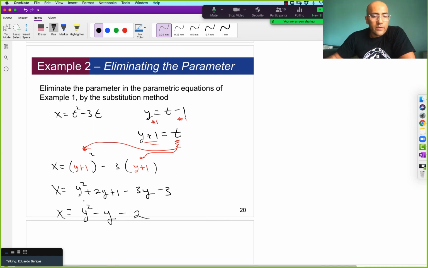Okay? y squared minus y minus 2. Good. And so this is a parabola on its side, which is what we expected. Good. Questions?